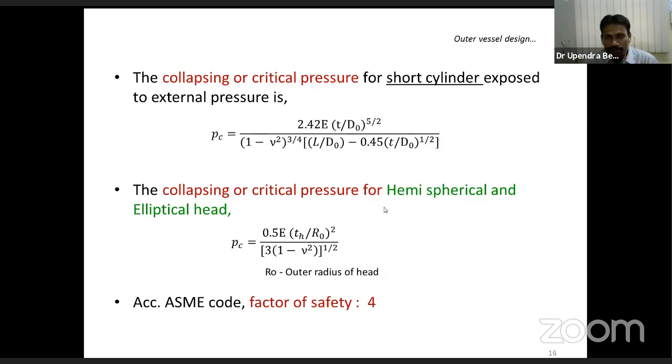And the collapsing or the critical pressure, again it is the hemisphere, or the end is either hemisphere or elliptical, and again atmospheric pressure is working on that. So the collapsing pressure or the critical pressure for this hemispherical or elliptical head is given as PC equal to 0.5 V whole multiplied by TS, that is the thickness of the head, divided by RO, or the outer radius of the head, to the power 2, divided by 3 into (1 minus mu square) whole to the power 1 by 2. With this, I can now calculate the outer vessel thickness as well as the thickness of the sphere or the elliptical head. And generally, for all these, we consider a factor of safety as per the ASME code. So now I have designed the inner container or the inner vessel, then the outer vessel.